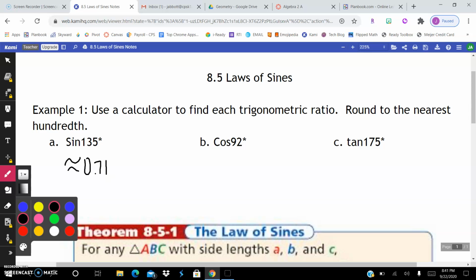0.71. If you type the cosine of 92 for part B in your calculator, you are going to get about negative 0.03. And then for part C, the tangent of 175 degrees, if you type that in, you will round and get about negative 0.09.